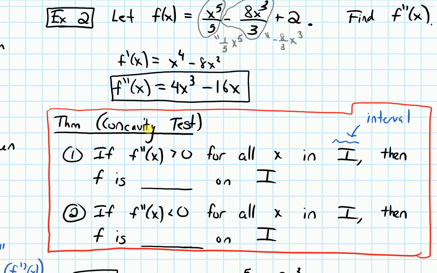The first part says if f double prime of x is greater than 0, meaning the second derivative is positive, for all x in I, where I is some interval, then f is concave up on that interval. So when the second derivative is positive, my function is concave up. The second condition says when the second derivative is less than 0, when it is negative, then f is concave down.